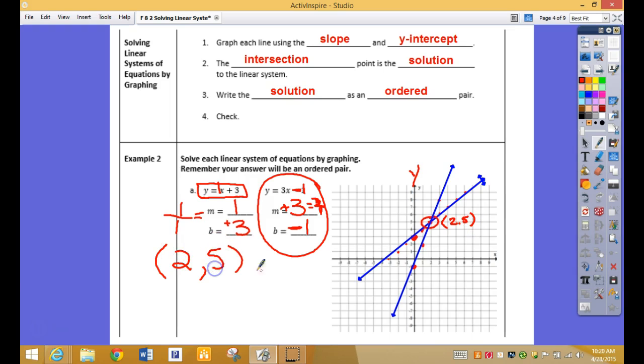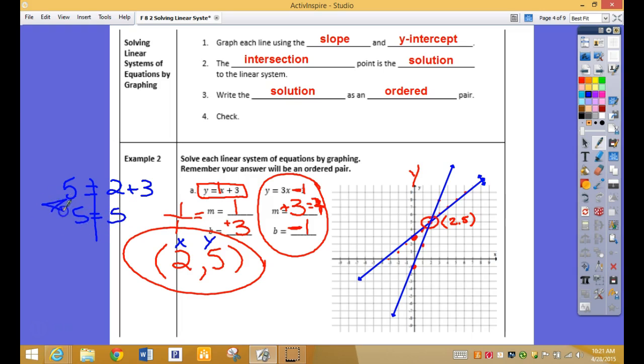That is my answer. Now to check it, you take your original problems, right here. Here's my x, here's my y. What is y? 5? Yeah. Does 5 equal 2 plus 3? Yes. 5 equals 5. That one works.